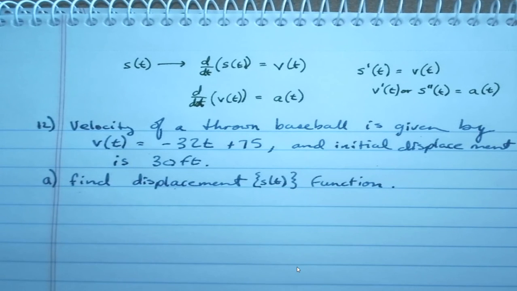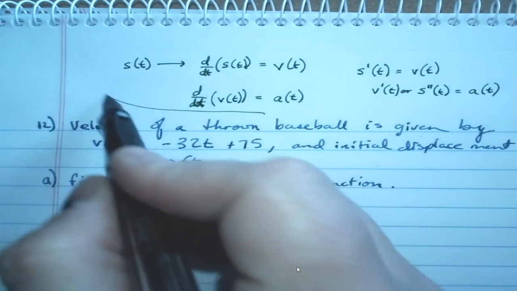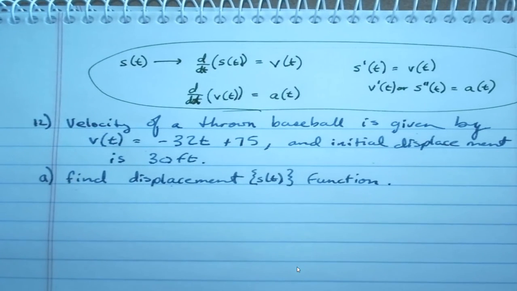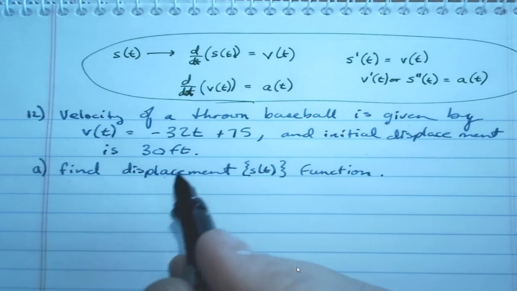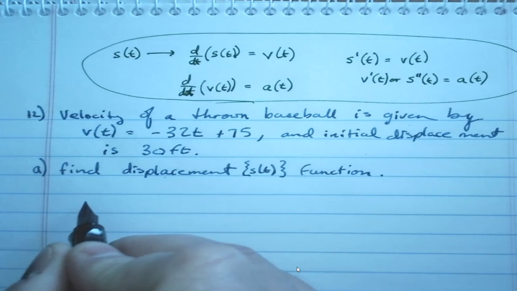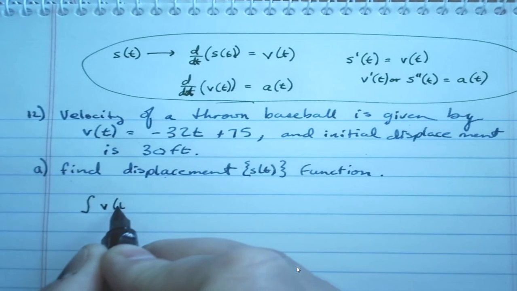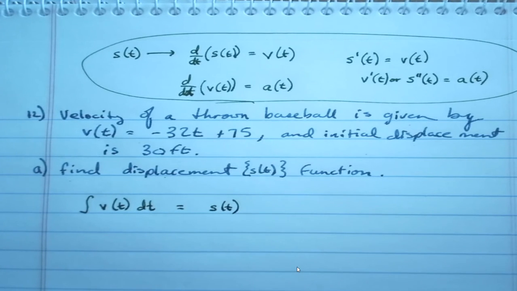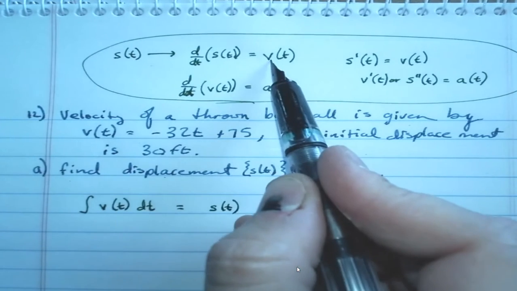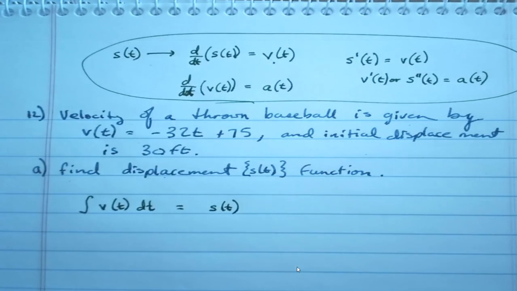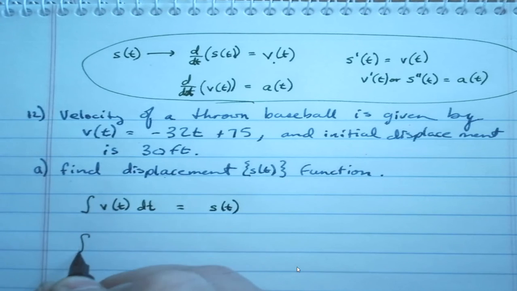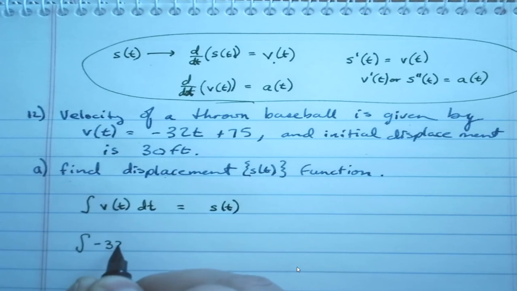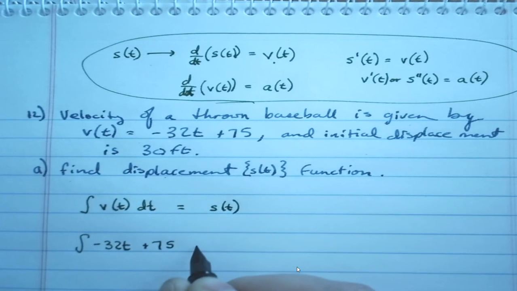Now, we also know how to work backwards. Knowing that information from our derivative chapters, here's what we know. They've given us the velocity equation. They've asked us to find displacement. The antiderivative of velocity is going to be displacement, right? Its derivative is velocity, its antiderivative is displacement. So they've given us V of t and asked us to find S of t. So we're going to take the antiderivative of negative 32t plus 75 dt, with respect to t.